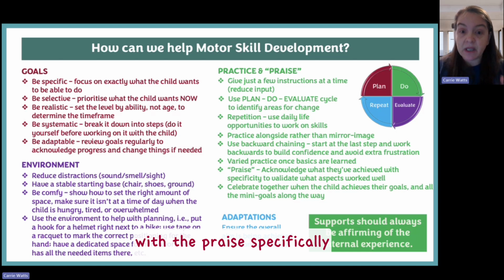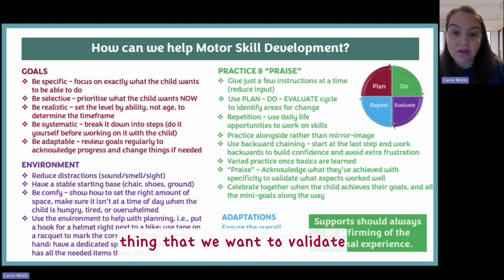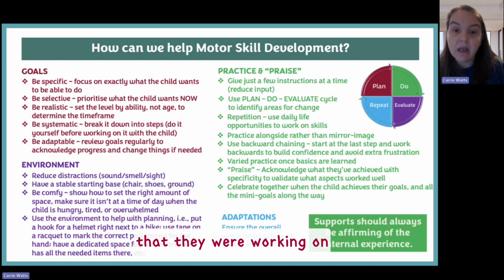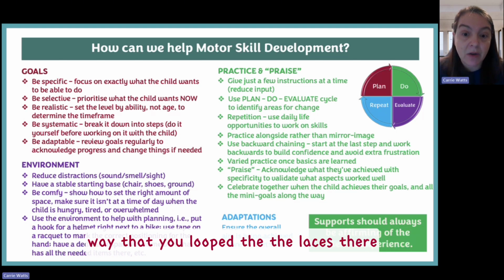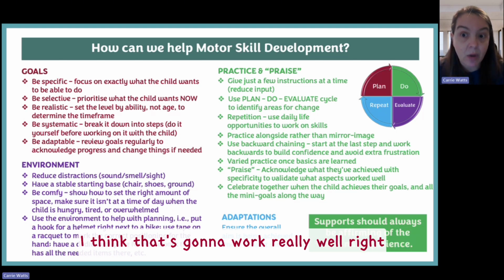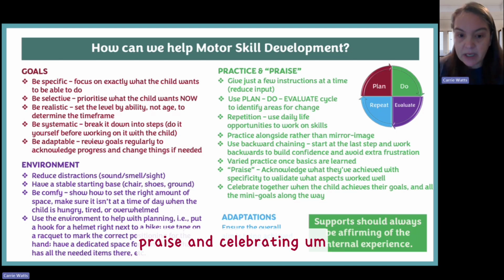With the praise specifically, praise is acknowledging the specific thing that we want to validate that they were working on, not just saying, oh, well done. We want to say that was an excellent way that you looped the laces there. I think that's going to work really well, right? So we're being very specific with that praise and celebrating.